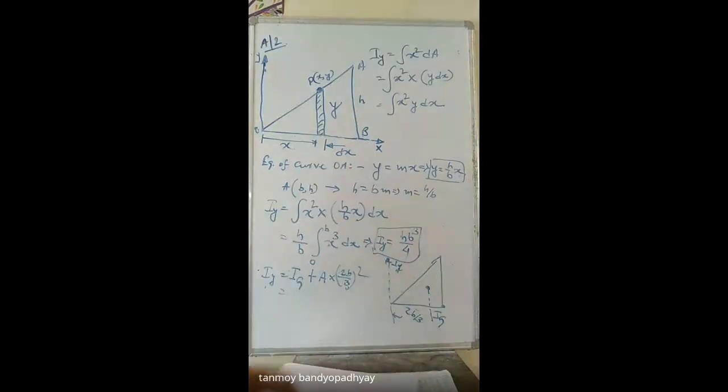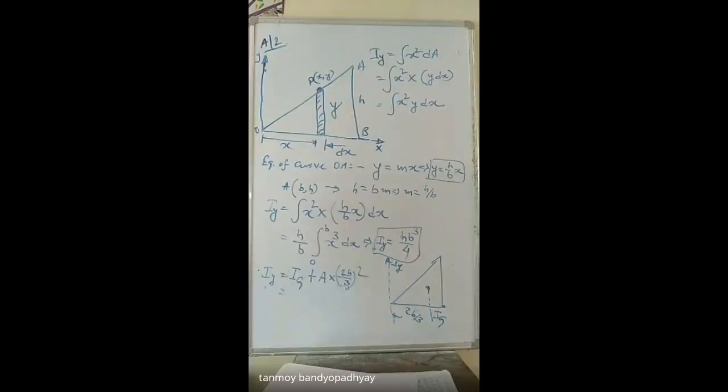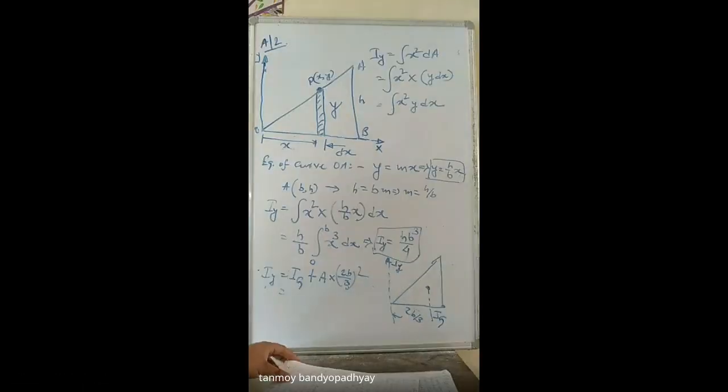Sir, Ig equal to bh cube by 36. Yes, the other day it was that only, Ig equal to bh cube by 36, not 56. bh cube by 36. Exactly. So do this, just do it quickly.